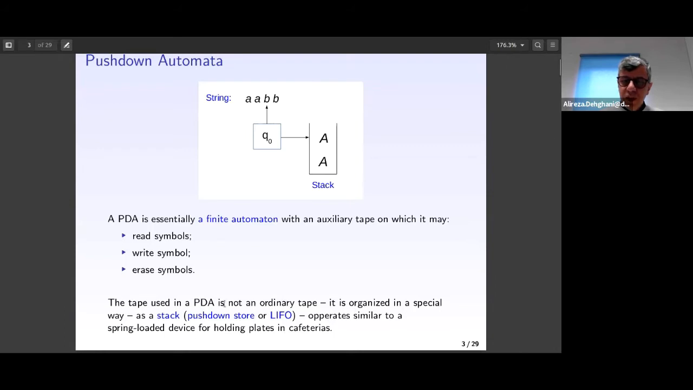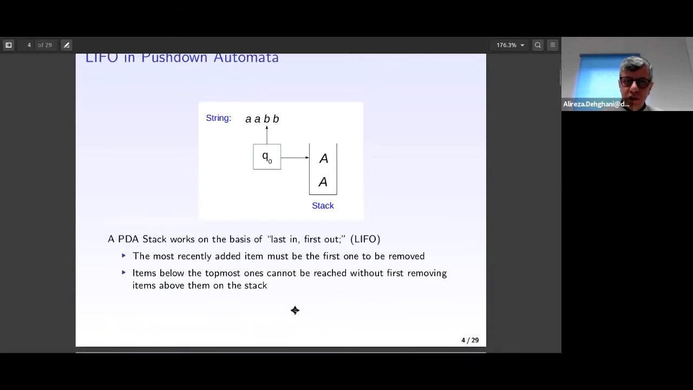So the tape used in the PDA is not an ordinary tape, like we said. We need to go through more detail. A PDA stack works on the basis of last in, first out. The most recently added item must be the first one to be removed. Items below the topmost one cannot be reached without first removing the items above them on the stack. That's exactly the definition of last in, first out. You cannot have access to this item until you process the one above it, remove it, read it, and so on. So all the time you look at the top of the stack to see what is in there.